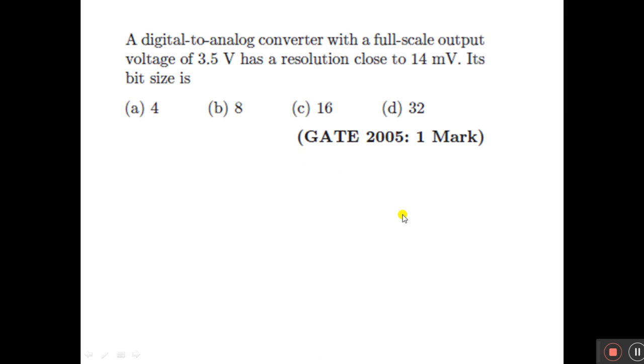Next one. A digital to analog converter with a full scale output voltage of 3.5 volt has a resolution close to 14 millivolt. The bit size is? This question was asked in GATE 2005. Option A is 4, option B 8, option C 16, option D 32.